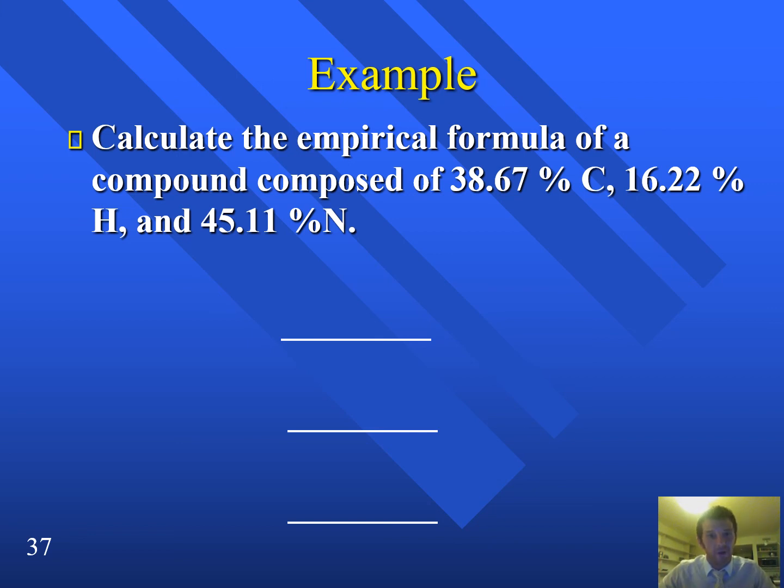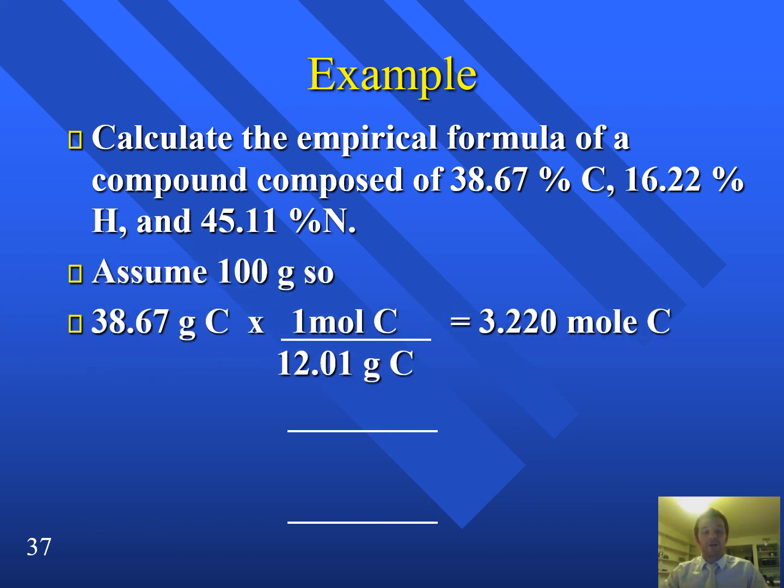Calculate the empirical formula of a compound composed of 38.6% carbon, 16.22% hydrogen, and 45.11% nitrogen. This already sounds miserable. But if you assume that everything's out of 100 grams, we assume that there is 38.67 grams of carbon. So we just turn the percentage sign into the gram sign. And then I'm going to just switch it over to moles. This is off the periodic table, so I know I have 3.22 moles of carbon.